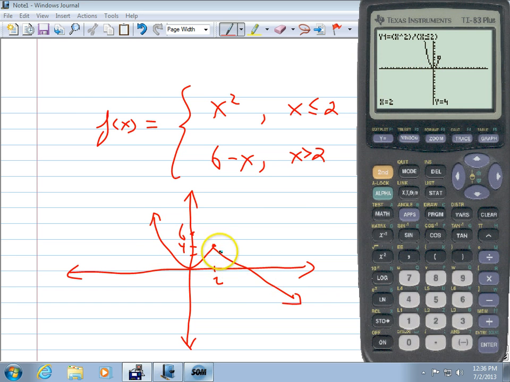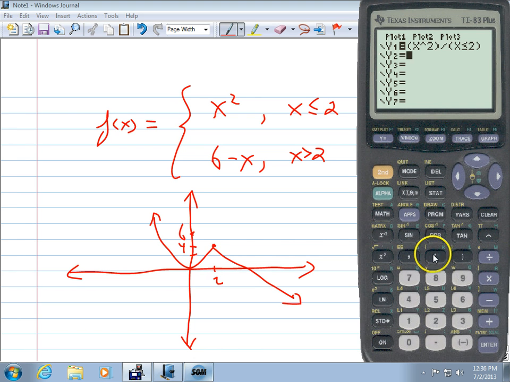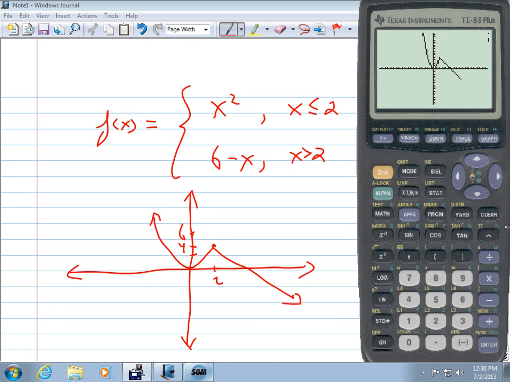Now how do you get this piece? You tell me. What will I type here? You know how to do this already. Parentheses, 6 minus x, close the parentheses, divided by, well, I need parentheses around the Boolean. So open parentheses, x is greater than 2. How do I get that? Second Math is Test, greater than is 3. 2, close it, graph it, and there you go. So that's how you graph a piecewise defined function on the calculator.